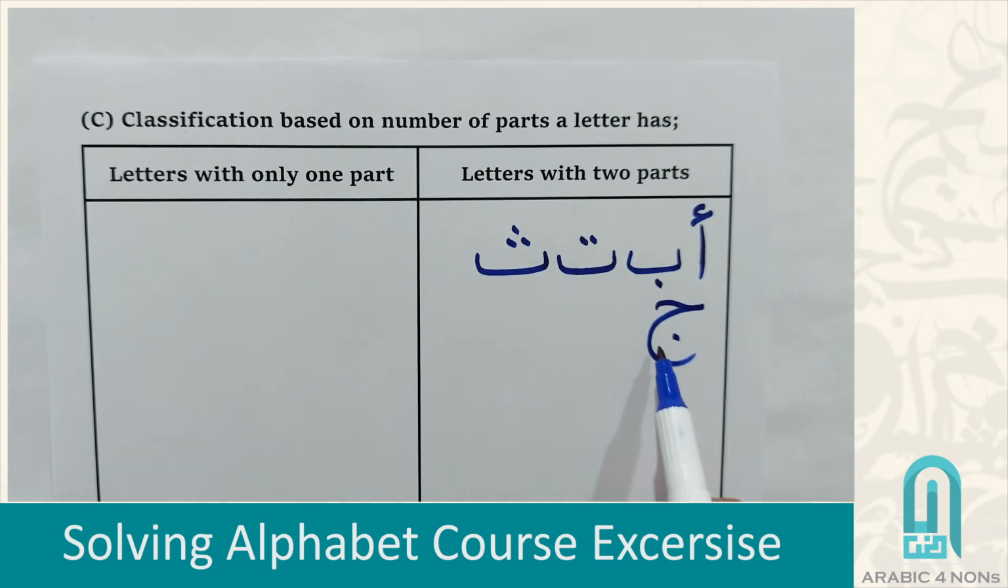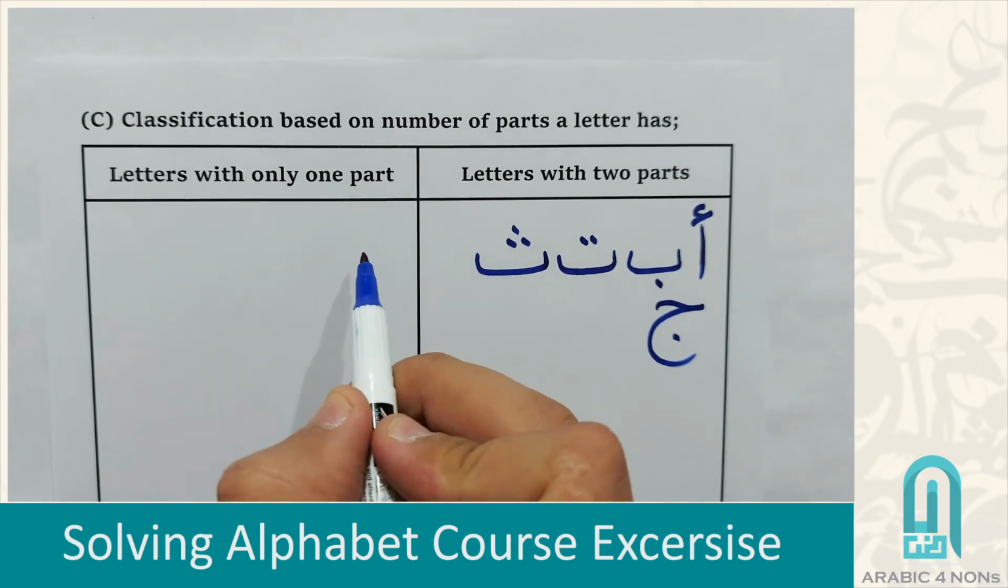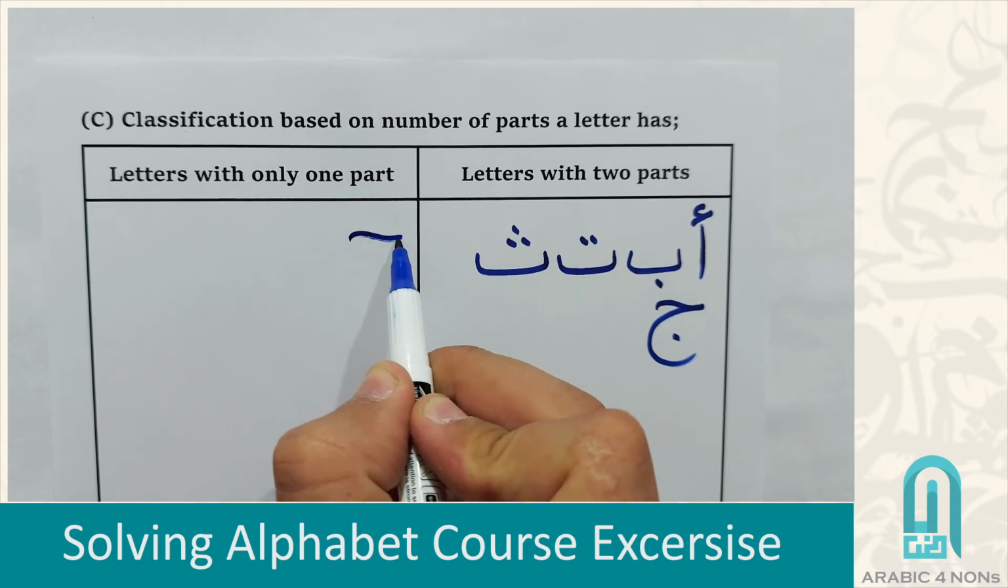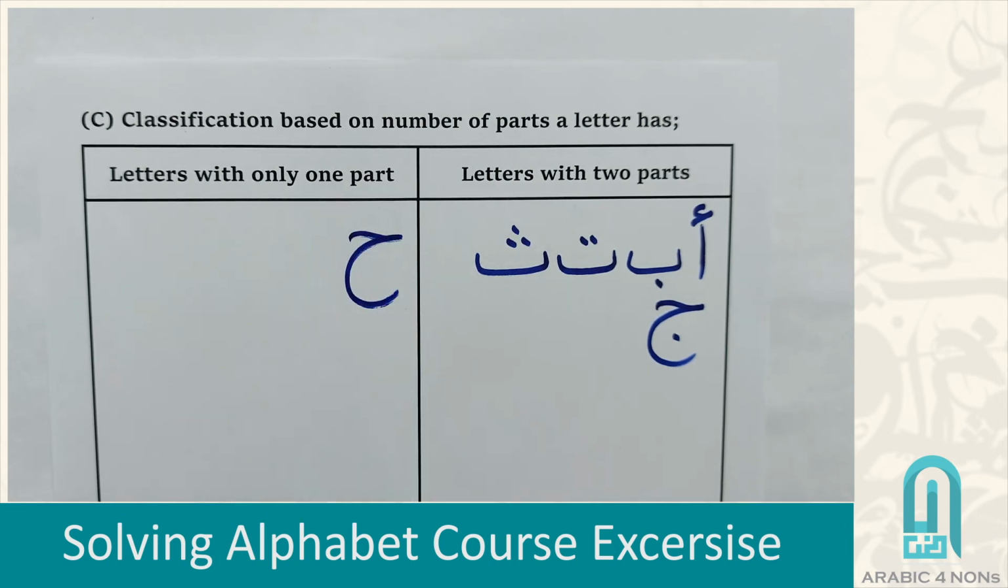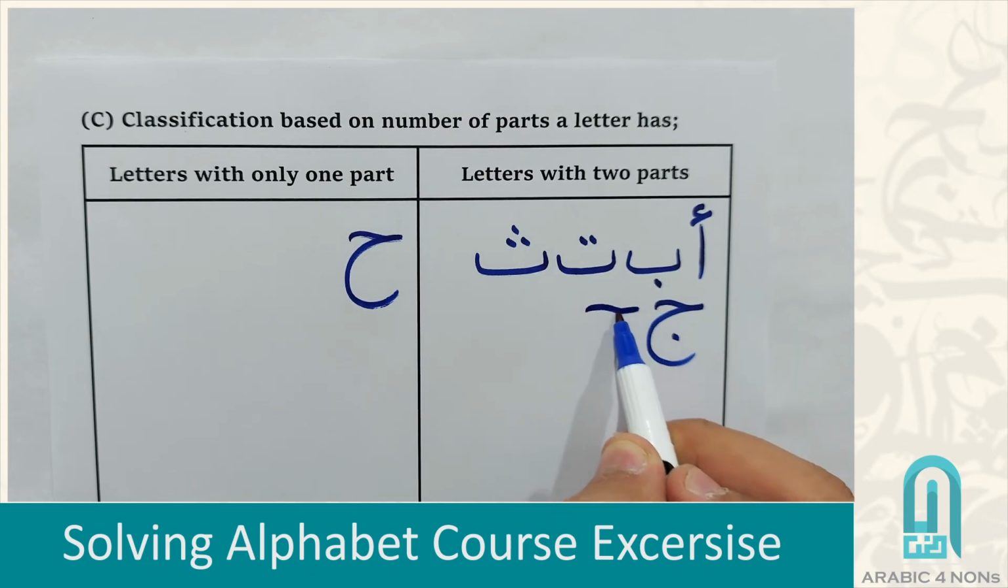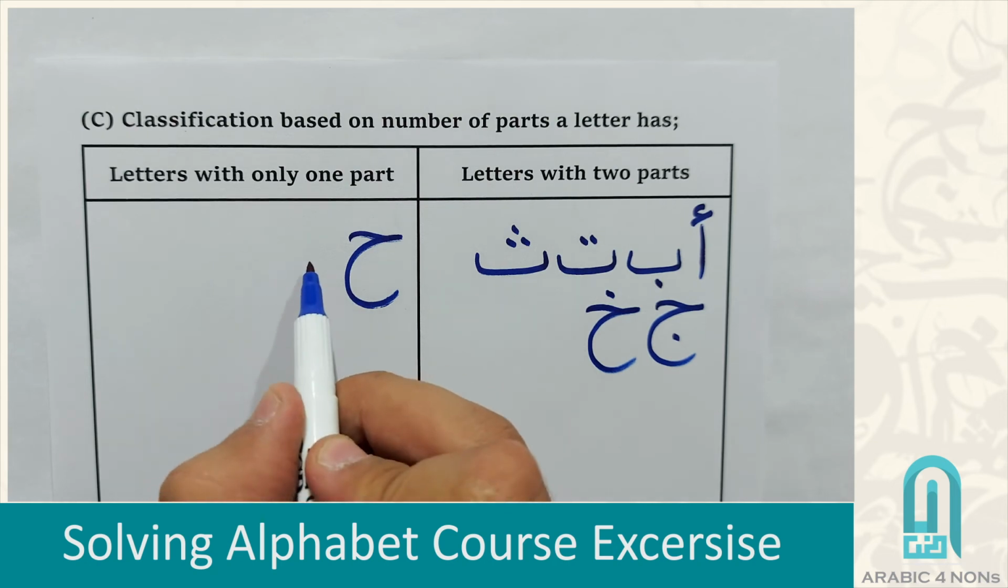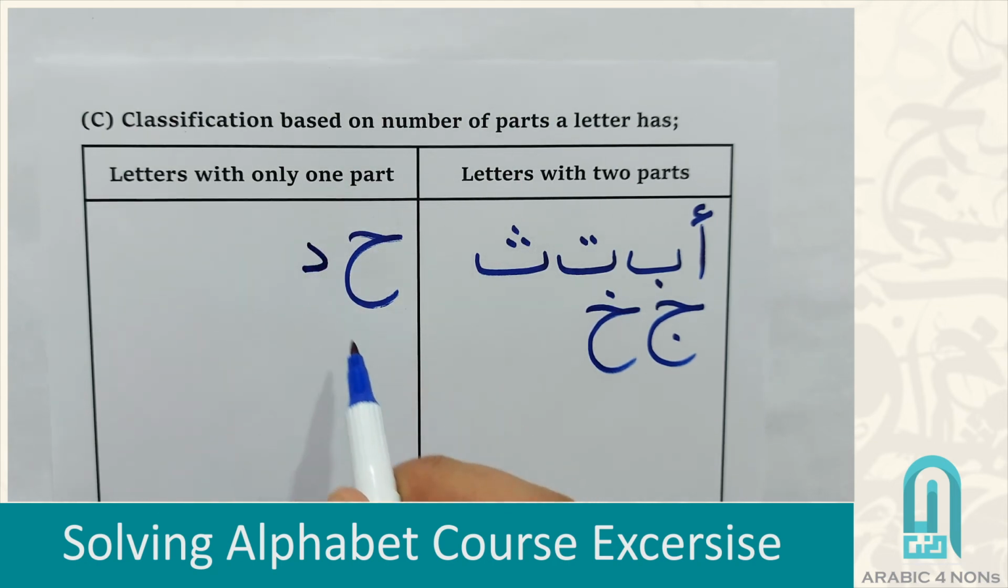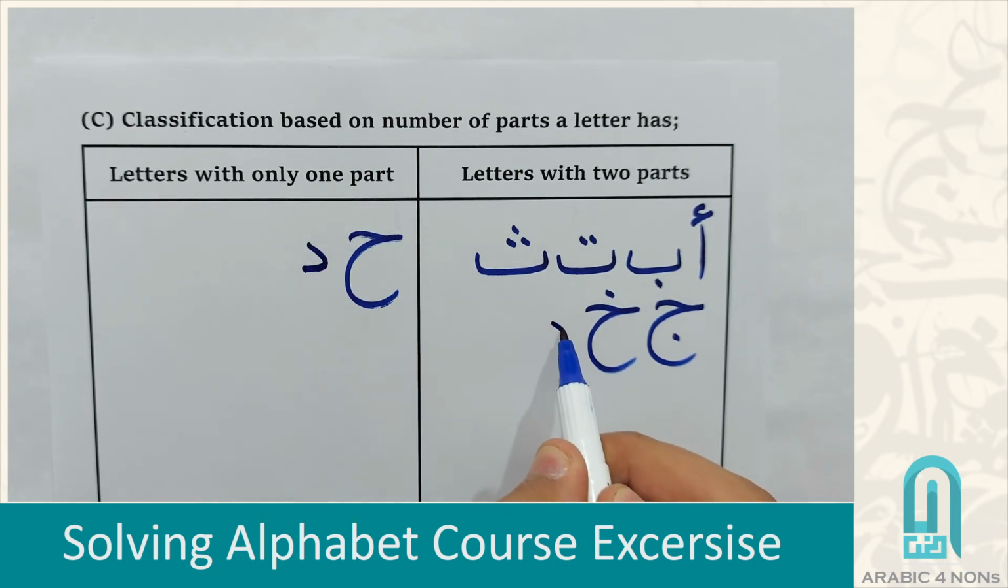The following one, letter H, I will write it here because it contains only one part. Then letter Kh is here. The next one, letter D, it's here. And the following one, there. And so on.